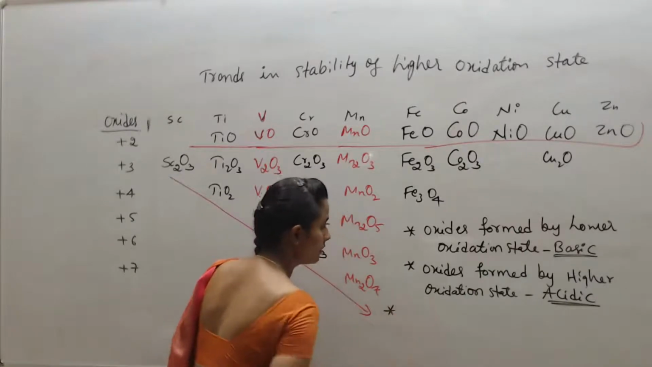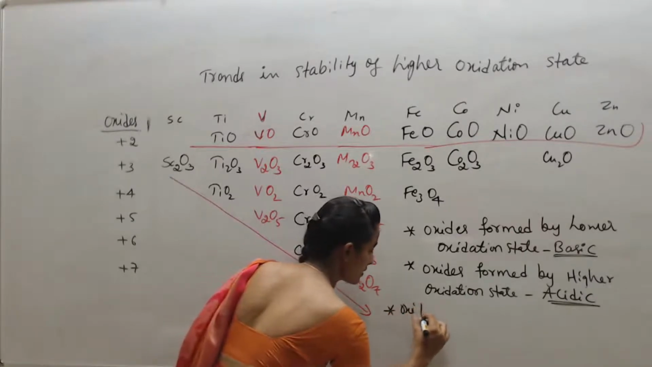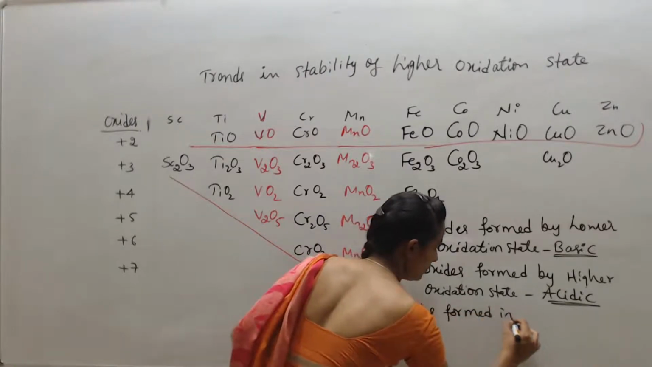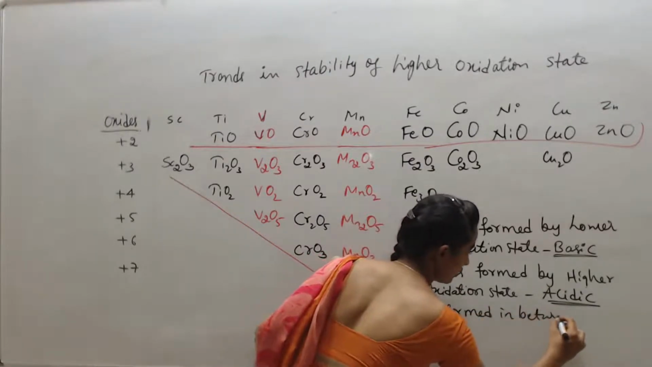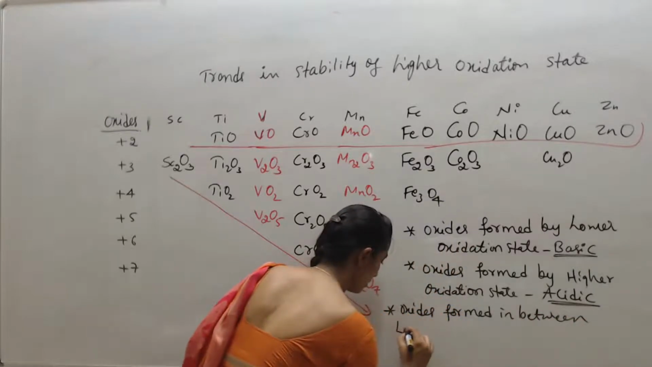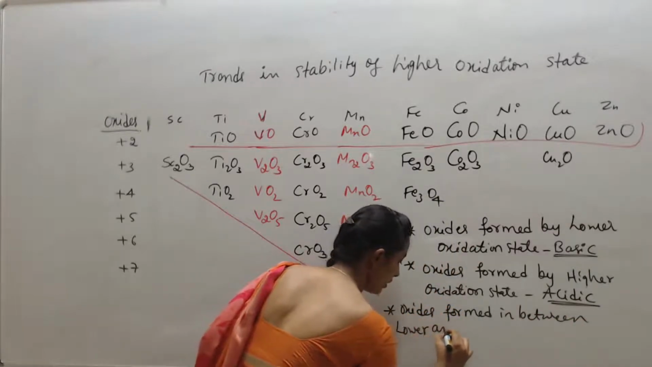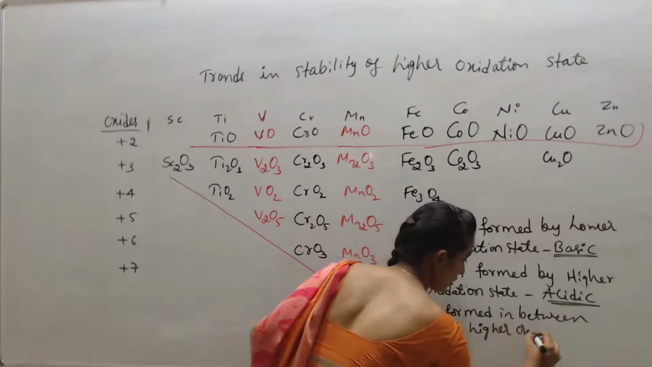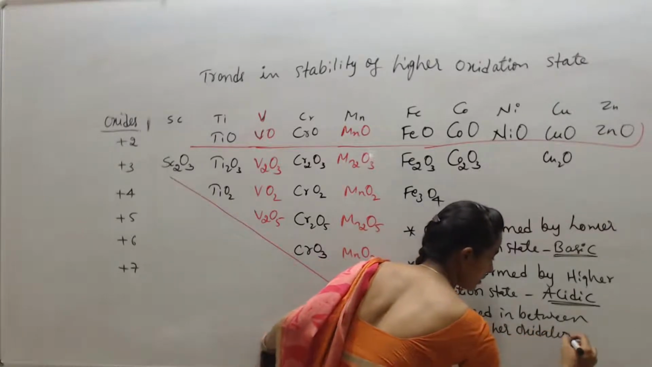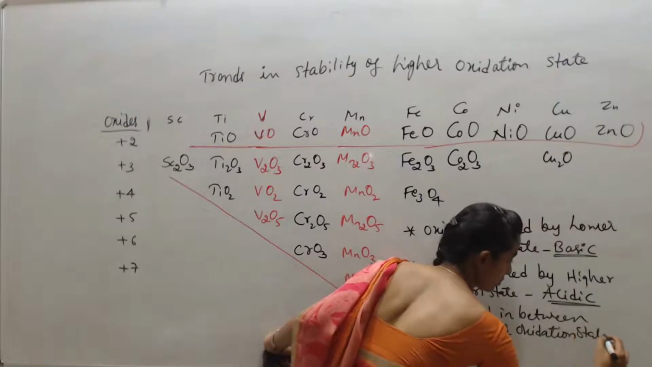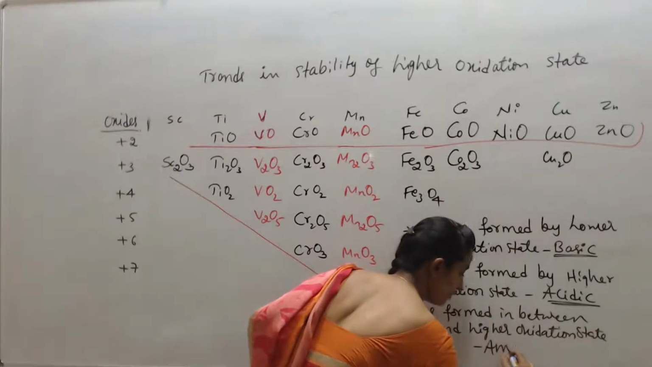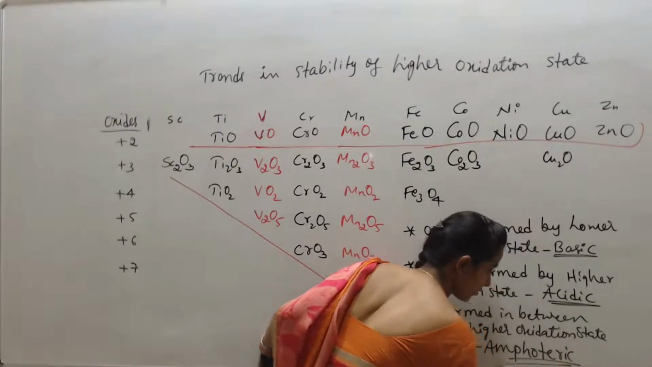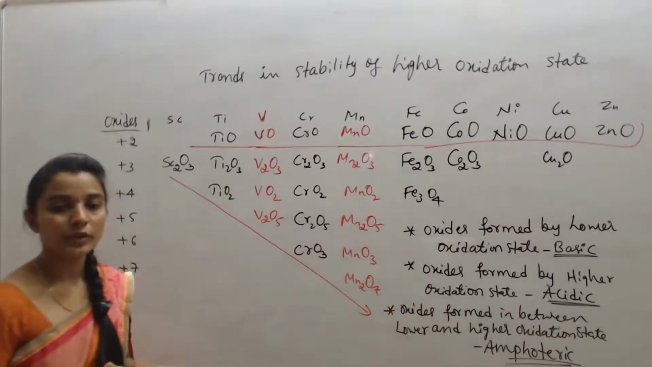And last one, the oxides formed in between lower and higher oxidation state. So those are amphoteric in nature. Okay, those are amphoteric in nature.